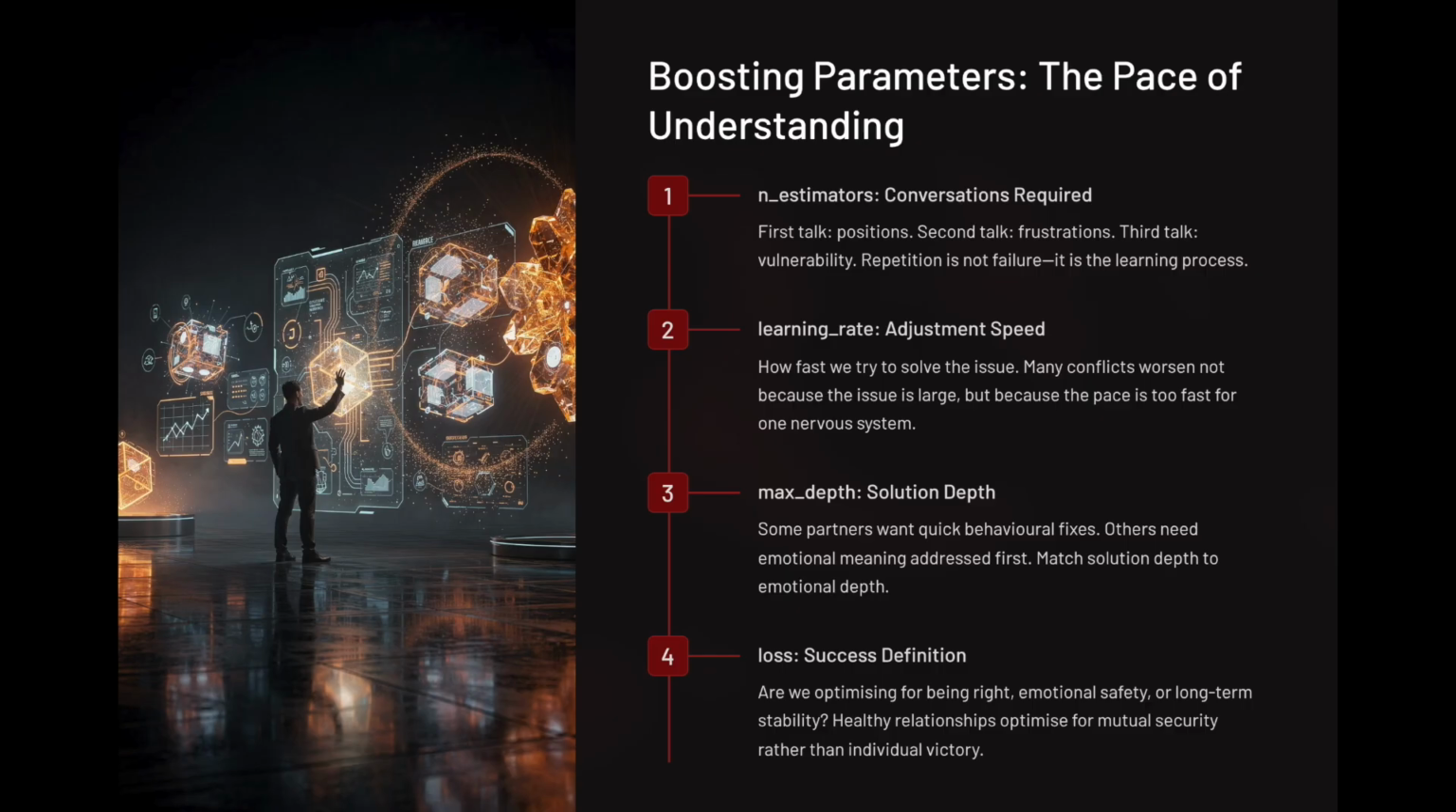The loss function to optimize. The loss function defines success. Are we optimizing for being right, emotional safety, long-term stability? Two partners can argue endlessly simply because they optimize different loss functions. Healthy relationships optimize for mutual security rather than individual victory.